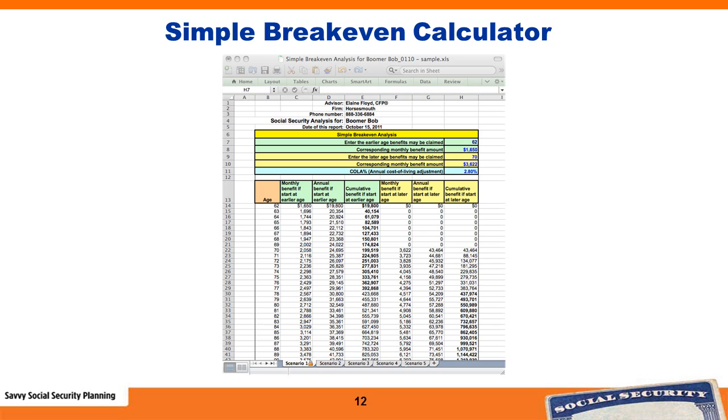If Boomer Bob has a PIA of $2,200, his statement will show an age 70 benefit of about $2,900. But if COLAs average 2.8% a year between now and then, his actual age 70 benefit will be higher.